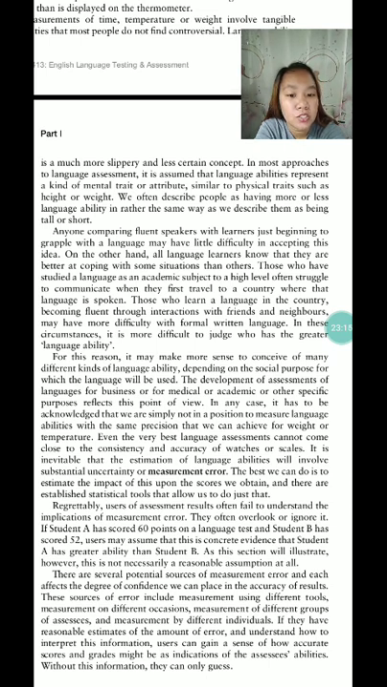There are several potential sources of measurement error, and each affects the degree of confidence we can place in the accuracy of results. These sources of error include measurement using different tools, measurement on different occasions, measurement of different groups of assessees, and measurement by different individuals. If they have reasonable estimates of the amount of error and understand how to interpret this information, users can gain a sense of how accurate scores and grades might be as indications of the assessees' abilities. Without this information, they can only guess.